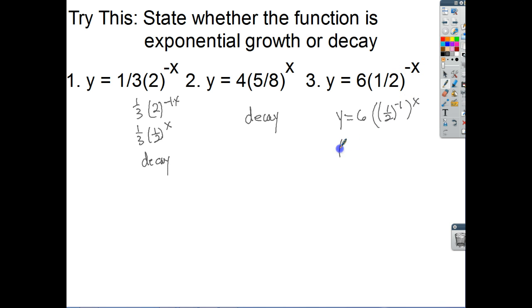And if you remember our property, (a over b) to the negative n is equal to (b over a) to the positive n, then we can use that on this and write this as 2 over 1, which is going to be 2 to the positive 1 then raised to the x, and this one turns out to be growth. So be careful of those that have that negative exponent. If you have a negative exponent with a proper fraction, it's going to turn out to be growth because you're going to invert it or write the reciprocal of it, and that's going to put it outside that range from 0 to 1.